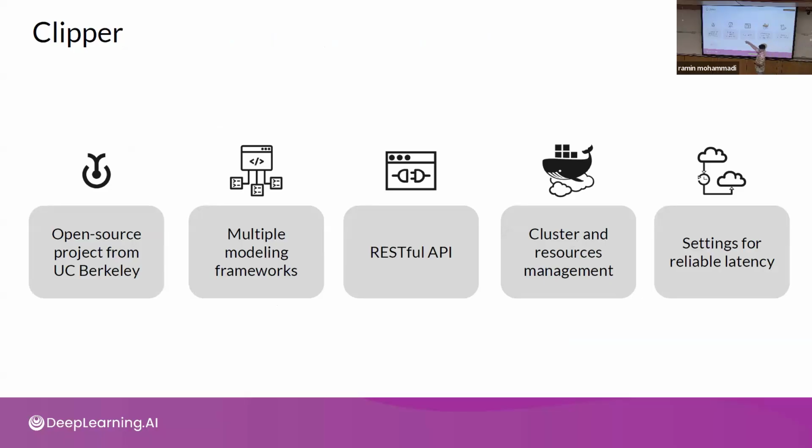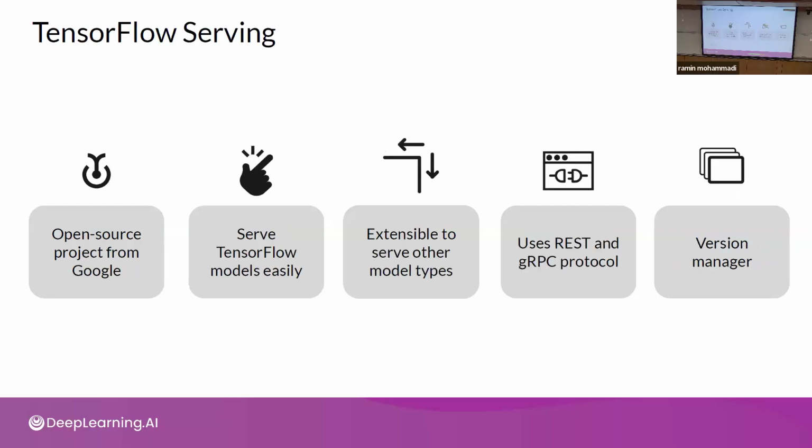It supports a series of model frameworks: PyTorch, scikit-learn, XGBoost, TensorFlow, and so on. It has a RESTful API, some cluster and resource management, and it's really good if you want to optimize latency. It's one of those libraries that you just need to install. It has the necessary infrastructure and support for you to serve your model, so you don't need to write your own front end, back end, and so on.